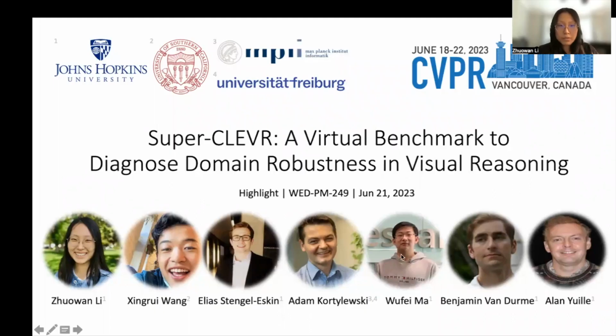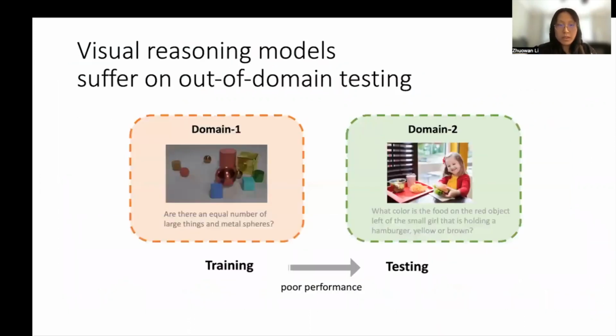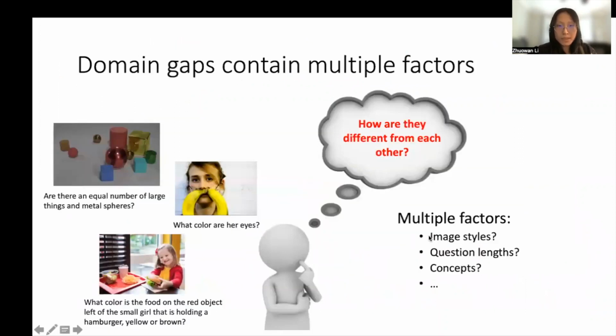Welcome to our paper, Super Clever, a virtual benchmark to diagnose domain robustness in visual reasoning. Visual reasoning requires answering the reasoning questions based on a given image. Current models suffer on out-of-domain testing. The models perform poorly on testing domains that are different from training ones. Domain gaps contain multiple factors. Those factors are entangled with each other, making domain gap hard to analyze.